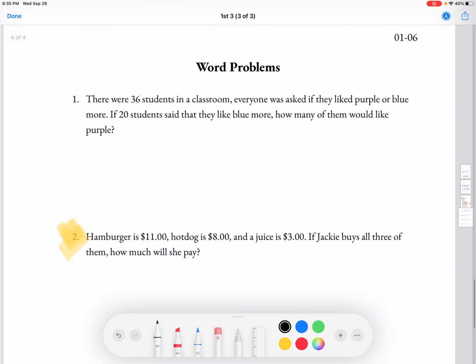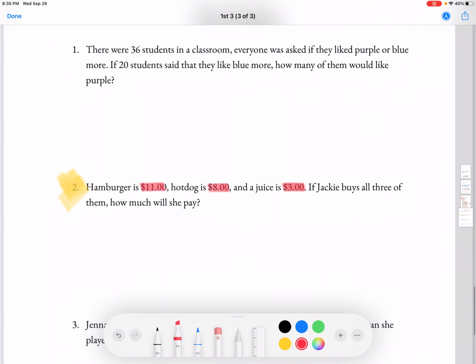Finally, we're going to move on to word problems. Number 2: a hamburger is $11, a hot dog is $8, and a juice is $3. If Jackie buys all 3 of them, how much will she pay? So we have $11 for a hamburger, $8 for a hot dog, and $3 for a juice. If we add them all, we're going to do the ones place first.